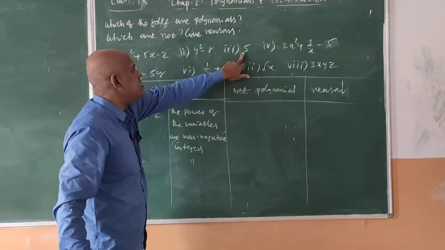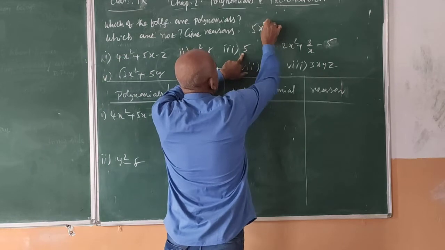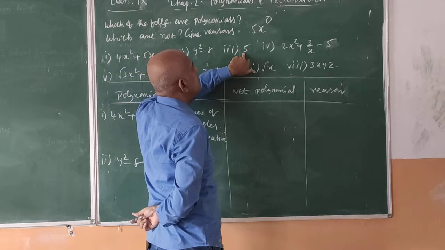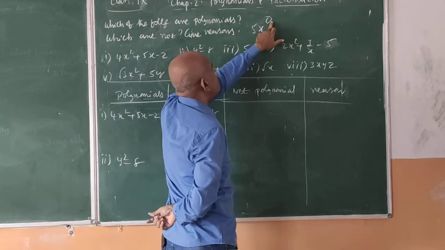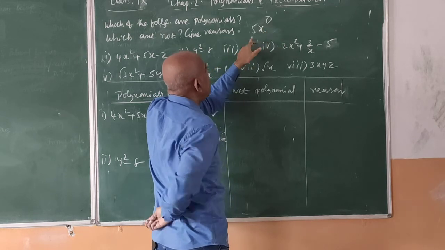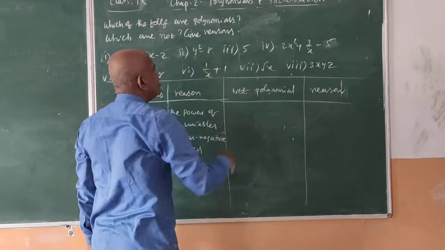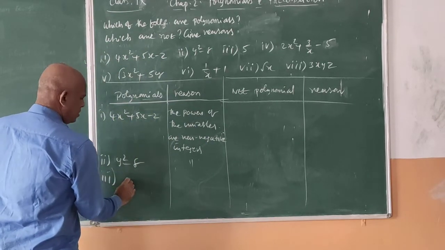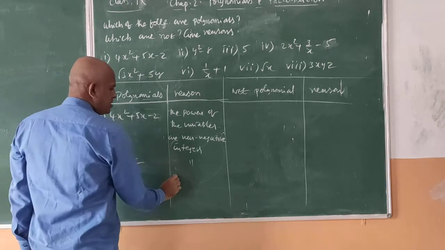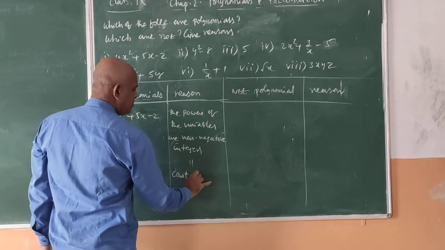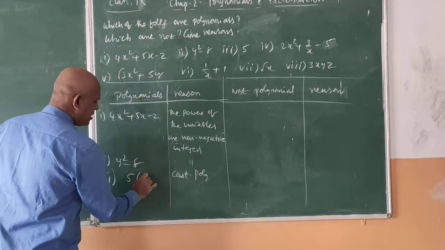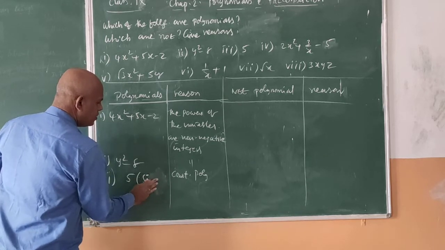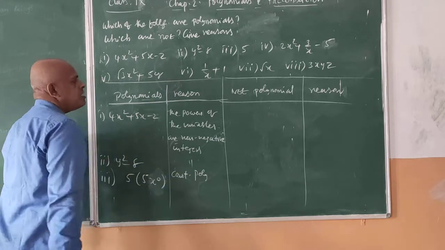Next, 5. It is a constant term. 5 can be written using another definition. I said all the terms of the algebraic expression are of the form ax to the power n. 5 can be written as 5x to the power of 0. X to the power of 0 is 1, into 5, 5. So it is a constant polynomial. Though the variable is not there, it is a constant polynomial. So the third one also comes under polynomials. We can write it as 5x to the power of 0, or 5y to the power of 0. That's why it is a constant polynomial.